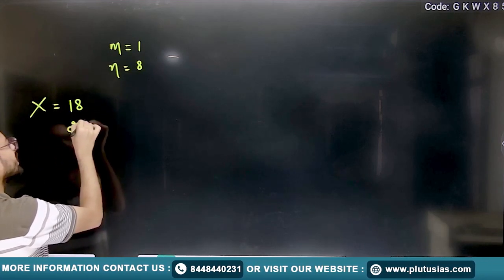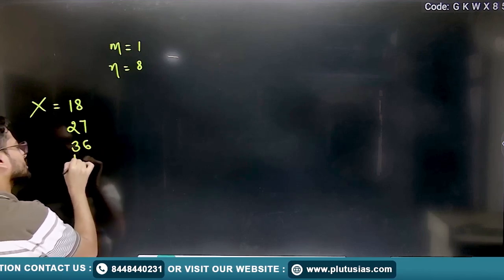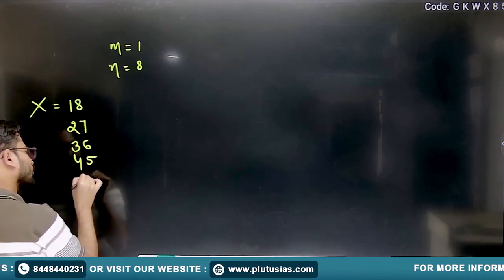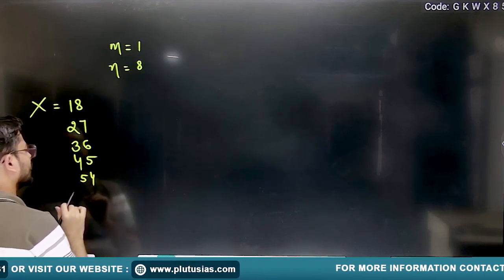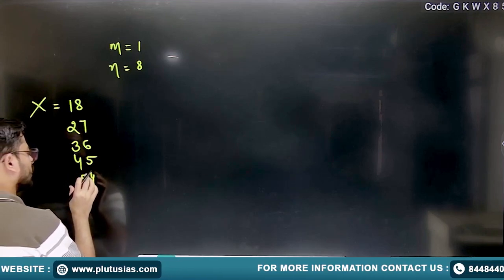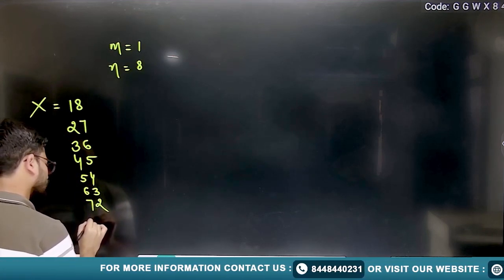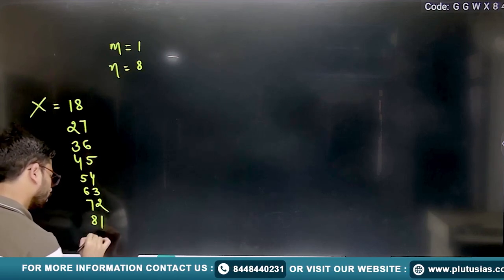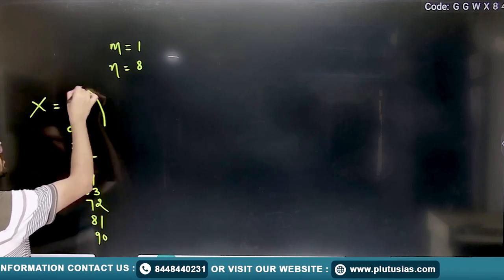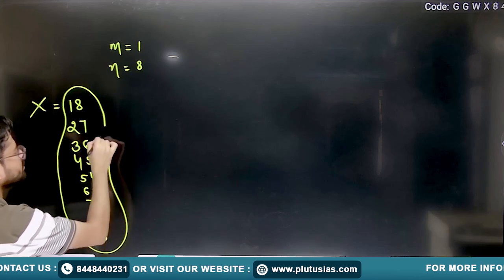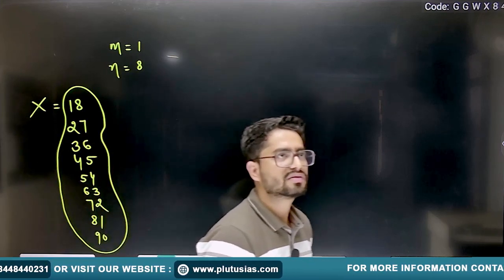सिमिलरली क्या वैल्यू ले सकता है? 27, 36, 45, 54. यस. नेक्स्ट वन इज वट? नेक्स्ट इज 63. नेक्स्ट इज 72. Yes, and next is what? Next is, you can say 81. Or next one is 90. Okay, so these are what? These are the possible values of x.